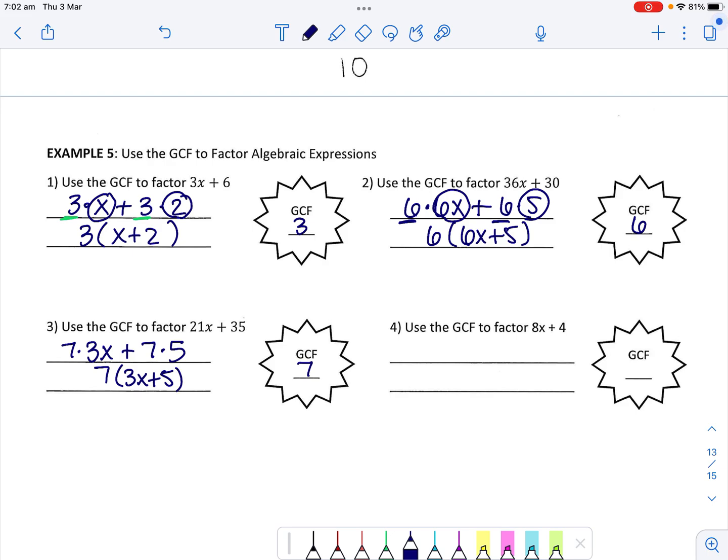And then here the last one, my greatest common factor is 4. So this is going to be 4 times 2x plus 4 times 1. That's a tricky one because 4 is multiplied by something there when we have it in parentheses. So that 1 is extremely important. And this is going to be 4 times 2x plus 1. Okay, and we have to have that plus 1 because the 4 does exist there in the final expression.